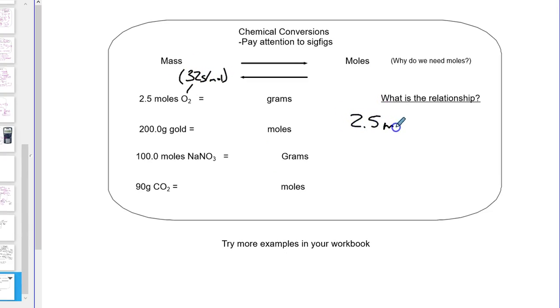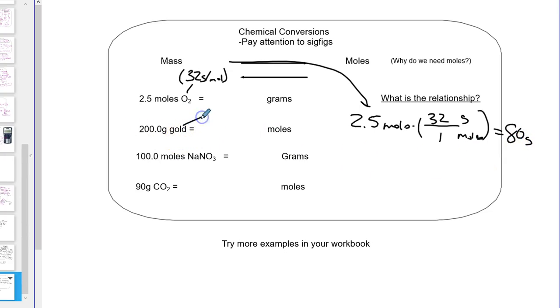2.5 moles. Get rid of moles and go to grams. This is my equivalency. This is the molecular weight. 1 mole is equivalent to 32 grams. 2.5 times 32 is 80 grams. Next one, going back the other way.